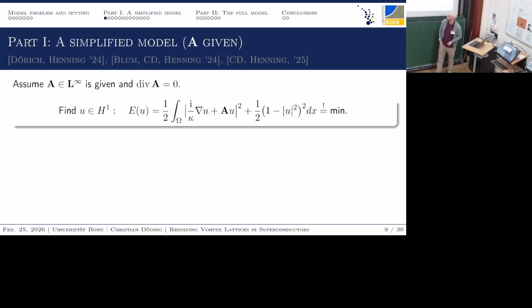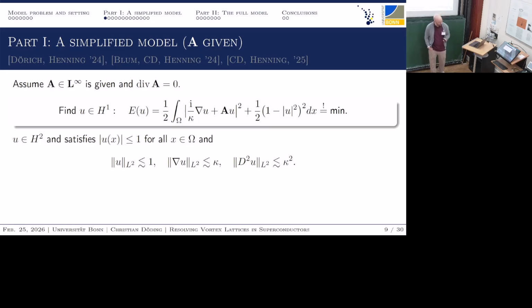Okay, now I want to simplify this model a little bit first. Namely, I want to assume that this vector potential A is given, and we only minimize with respect to the order parameter. And actually, as we will see later, this order parameter is also the really interesting quantity, to be honest. So in this sense, we assume that this A is a bounded vector potential, which is divergence-free. Then the whole problem reduces to minimizing this energy here with respect to u in H1.